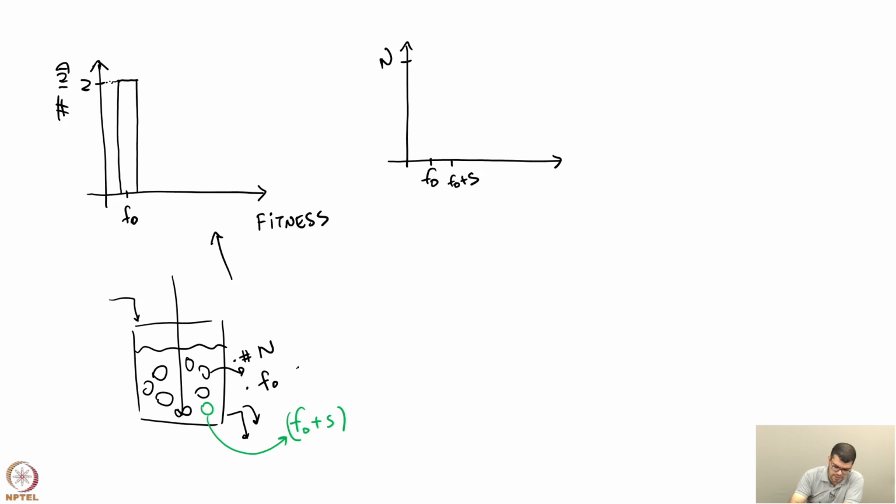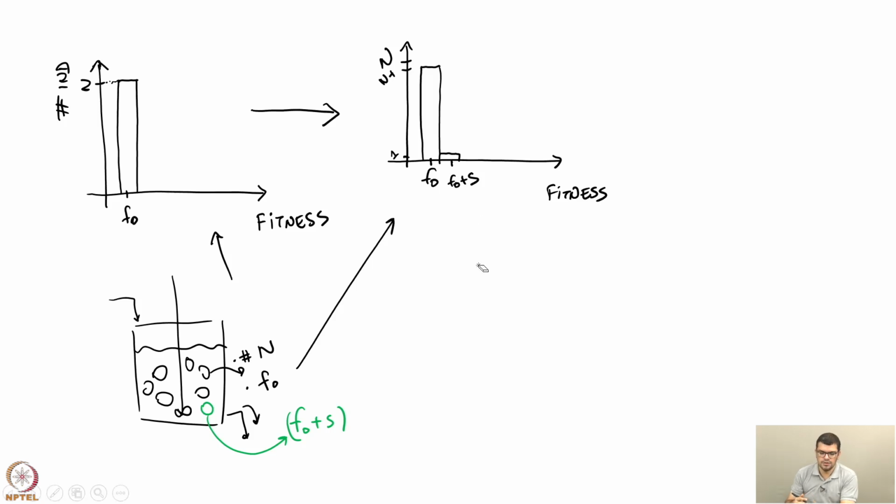Now this is represented by the following: there are n minus 1 individuals of fitness F naught and there is 1 individual of fitness F naught plus s. So this graph is now going to represent the state of the system as of the moment when that beneficial mutation occurs. From here the system has transitioned to this particular state.